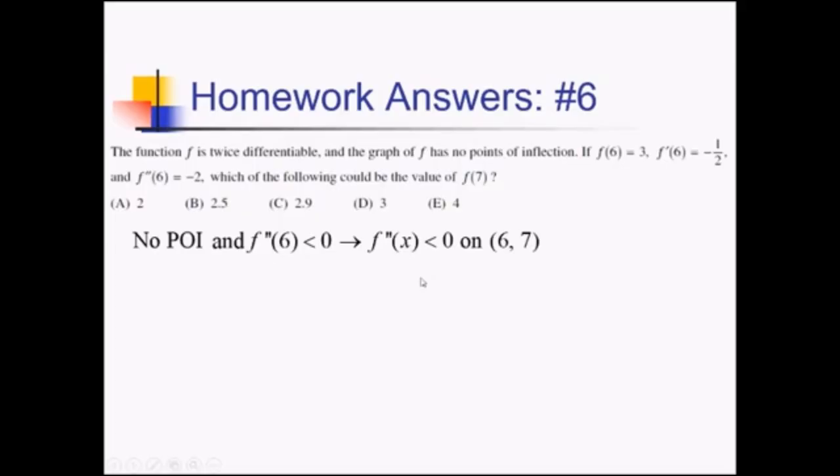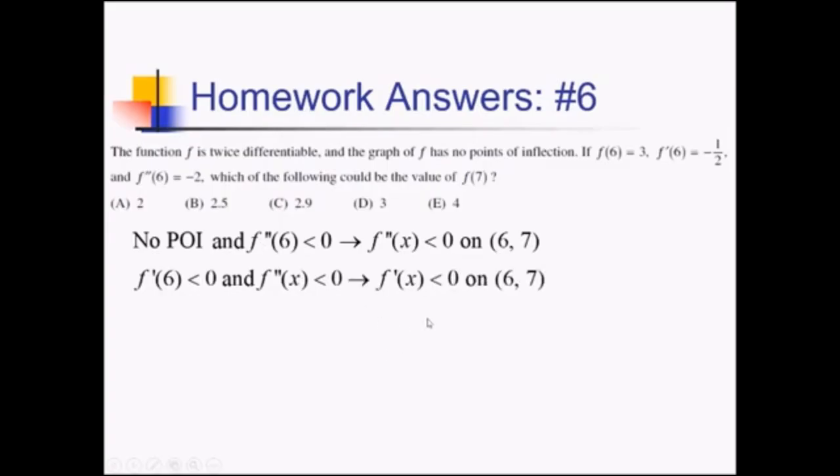Now we know that f prime is already negative at 6. And they told us that f double prime of x on the interval we care about is also negative. So that means that f prime is decreasing. Well, if f prime is already negative and it's decreasing, that means it's going to stay negative on the interval from 6 to 7 as we move forward here.